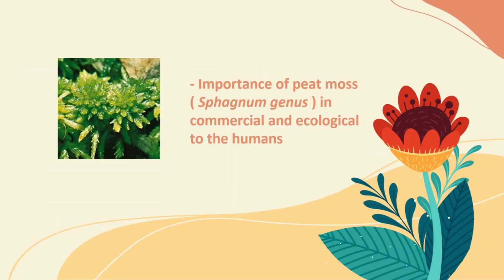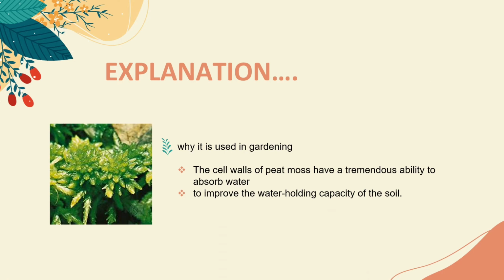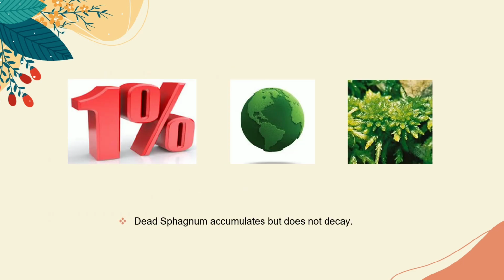Next, the importance of peat moss, which is in the genus Sphagnum, commercially and ecologically to humans. So this is the picture of peat moss. Peat moss is usually used in gardening because the cell walls of peat moss have a great ability to absorb water. Due to this ability, it helps to improve the water holding capacity of the soil. Note that 1% of the Earth's surface is peatlands, where sphagnum accumulates but does not decay.